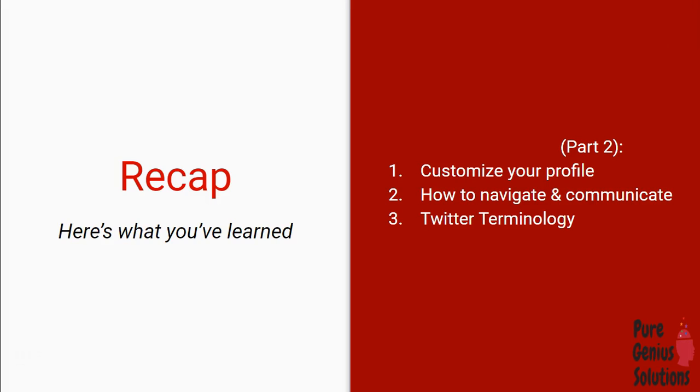Now it's time to recap and see what you've learned. This has been a longer tutorial, but Twitter is very dynamic, so you are very versed now in how to use it. We talked about how to customize your profile, so you've done that. We talked about how to navigate around the site, how to move from one page or one tab to the next, and how to communicate on Twitter with others. And we talked a bunch about Twitter terminology, and you are going to do your own research if you want to learn more about Twitter terminology.